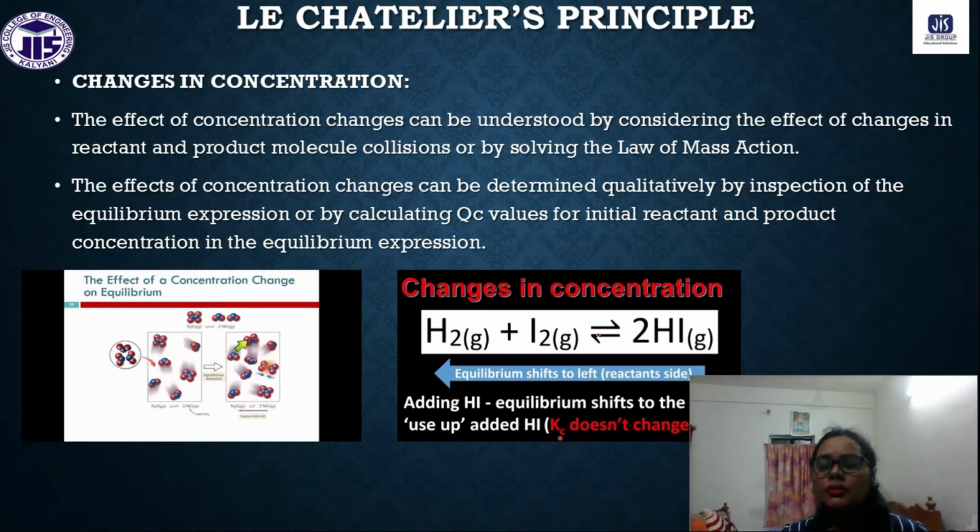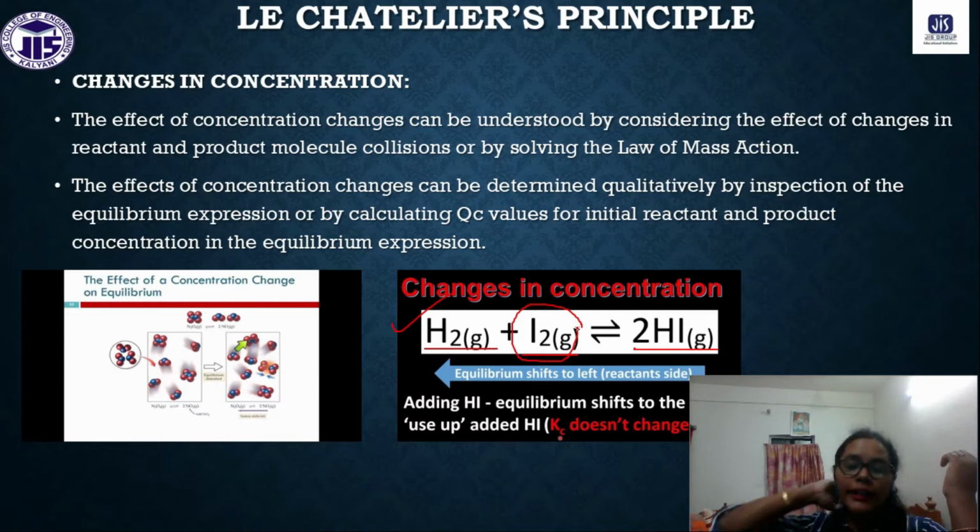Yeah, so this is one equation I have given here. Hydrogen and iodine are reacting with each other and forming the hydrogen iodide gas. Now, what will happen if we increase the amount of iodine gas? What will happen? Now this reaction is in chemical equilibrium.